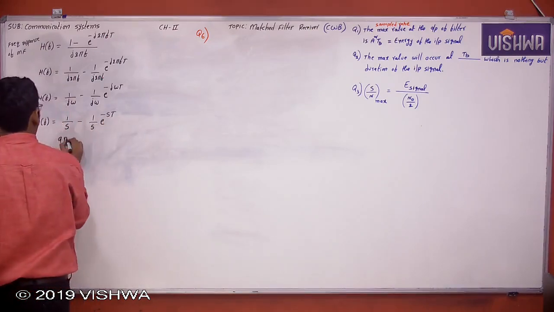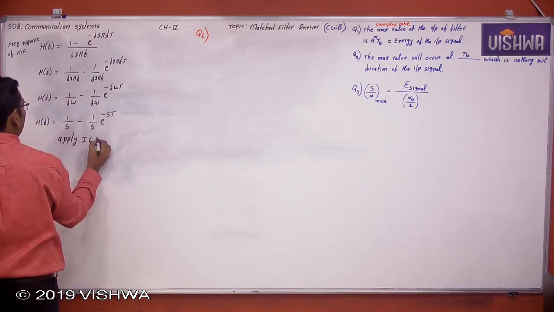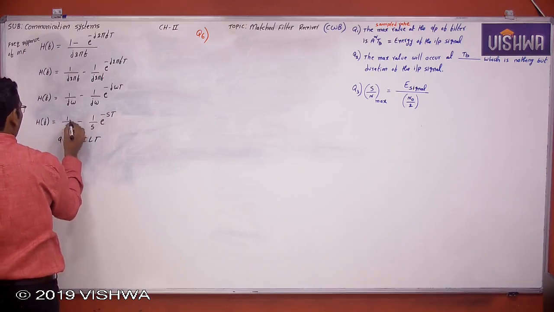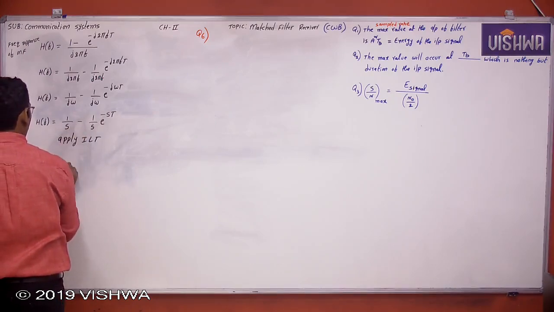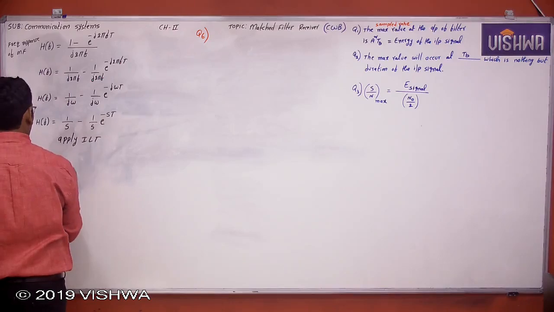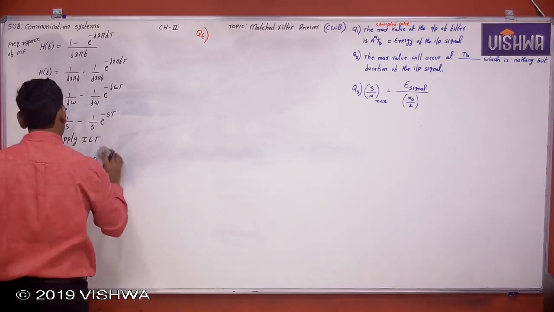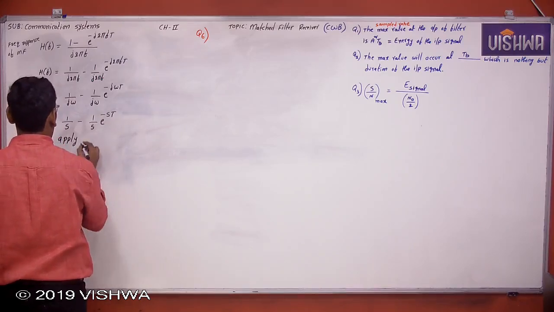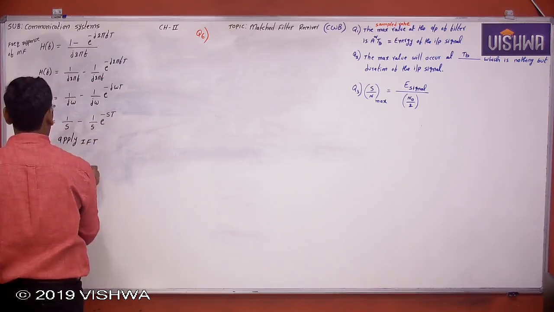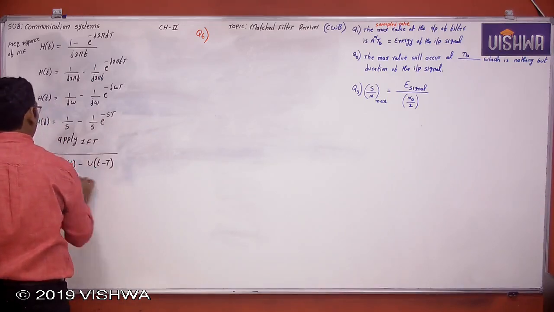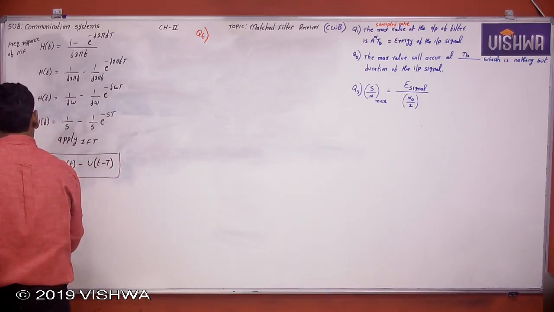If you apply inverse Laplace transformation, h of t is equal to, now this is 1 by s, inverse Laplace transformation is u of t minus u of t minus T. The inverse Fourier transform, u of t minus u of shifting t minus T. Now this is the impulse response of the matched filter.